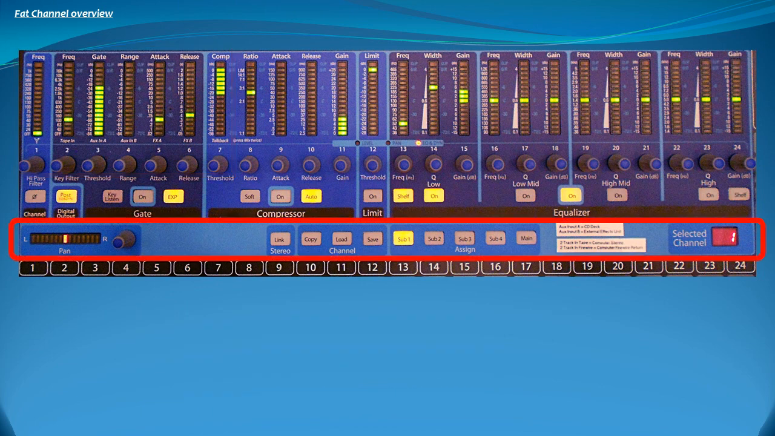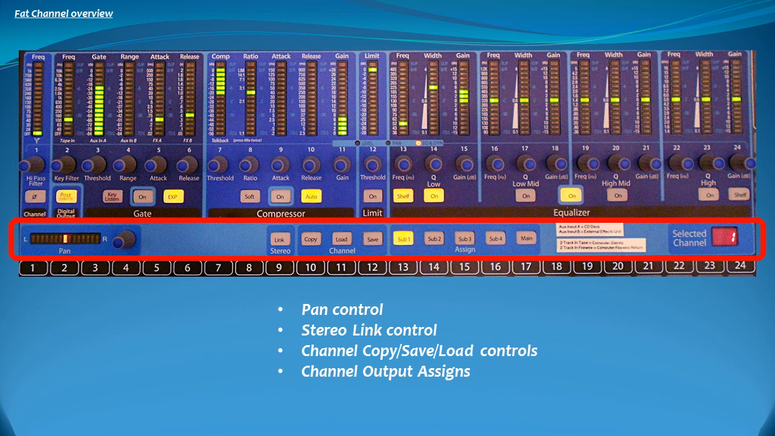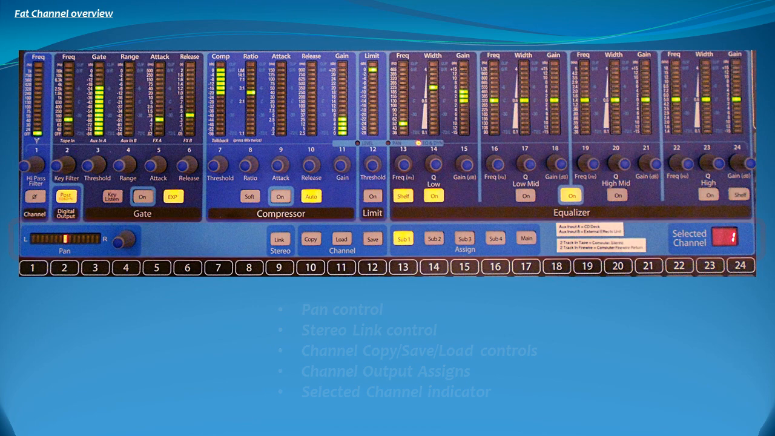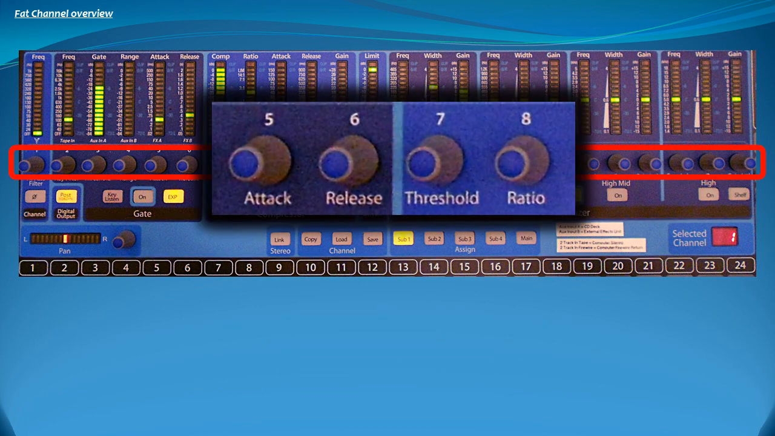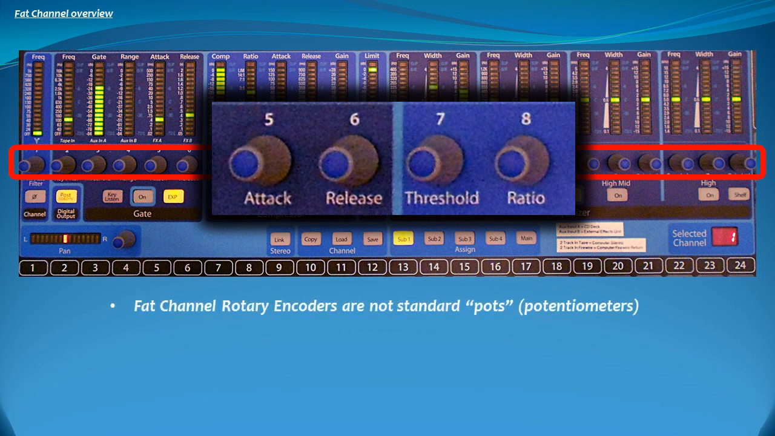Additional Fat Channel controls include pan control, stereo link control, channel copy load save, channel output assigns, and selected channel indicator. Of special note are the rotary encoders, the blue-capped knobs within the fat channel. These are actually not standard pots or potentiometers, although these rotary encoders do work similarly to pots. They do not have a defined stop or start point.